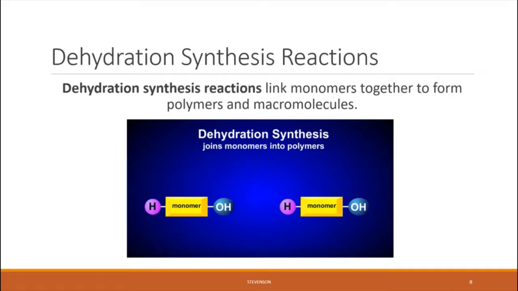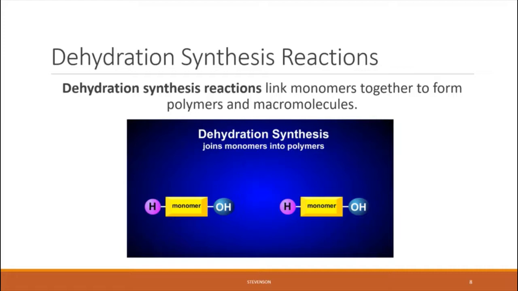While every macromolecule's monomers are structured differently, as I mentioned, they do have in common that they have specific types of functional groups on them that are made of specific types of atoms. We can see one monomer represented over here as this yellow block, and on the right-hand side of it there is an oxygen and a hydrogen sticking off of it. On this one over here, we can see that it is identical to the one on the left, and on the left-hand side there is a hydrogen here.